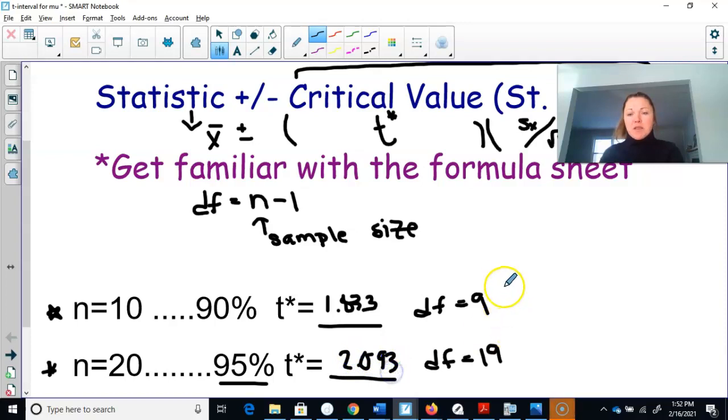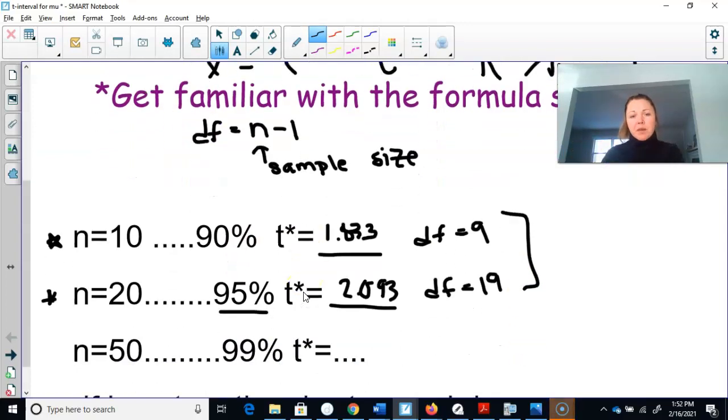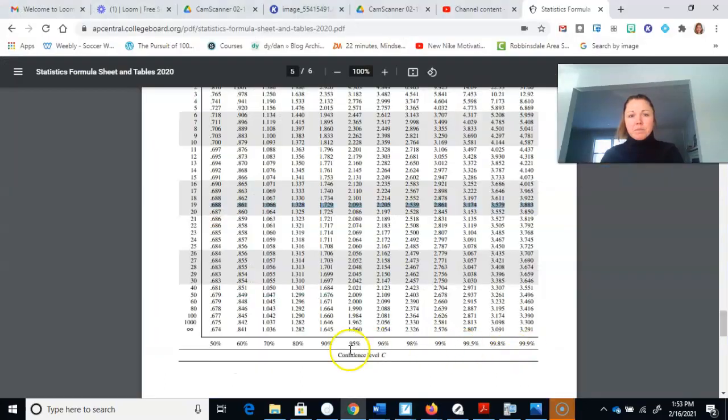If that went too fast for you for these two, I want you to rewind, watch it again to see how I did it, because the next one's going to throw a little bit of a curveball at you. n is equal to 50. We have 99% confidence. Our T star we need to figure out. Our degrees of freedom is 49. So if I go to my degrees of freedom column here, you should notice that 49 is not there.